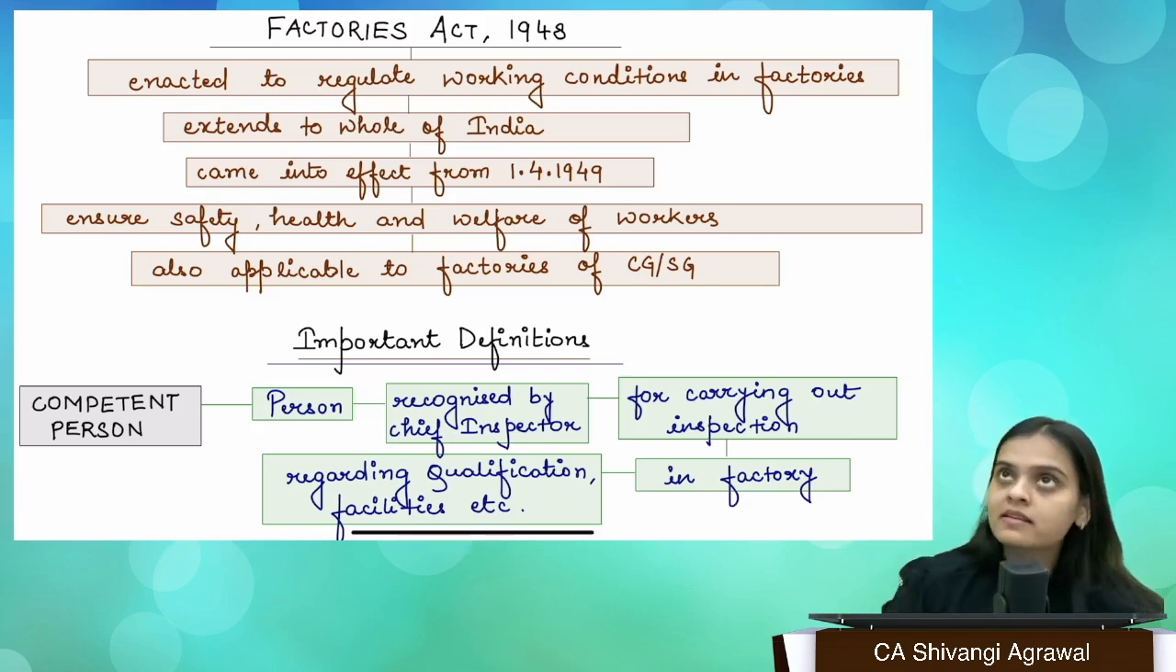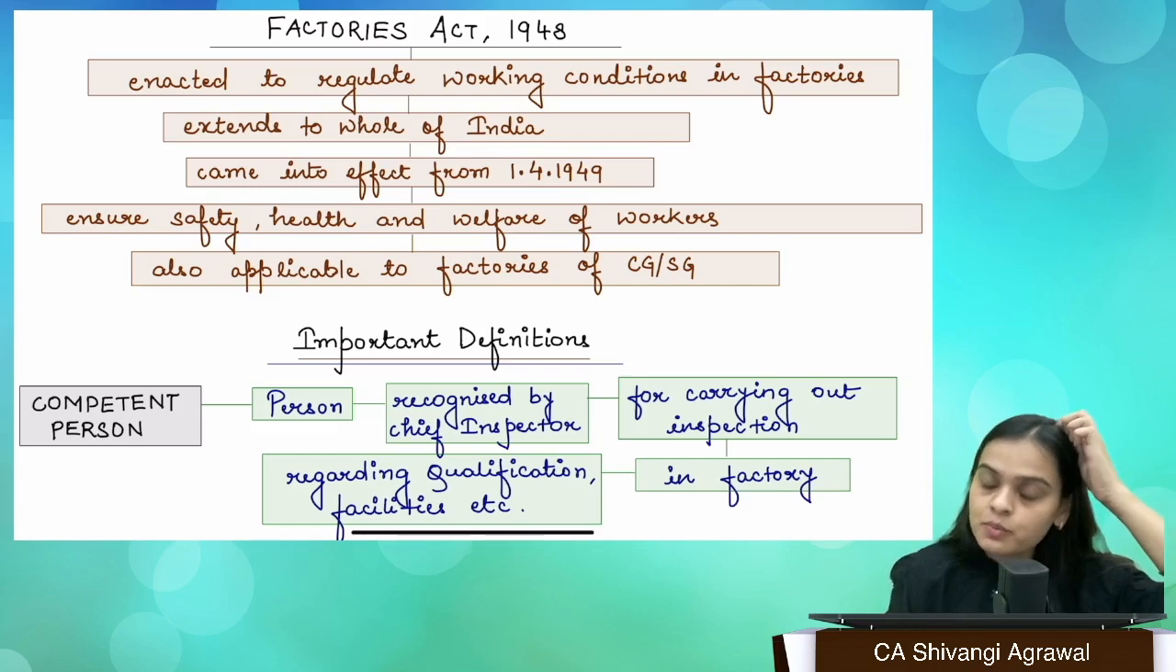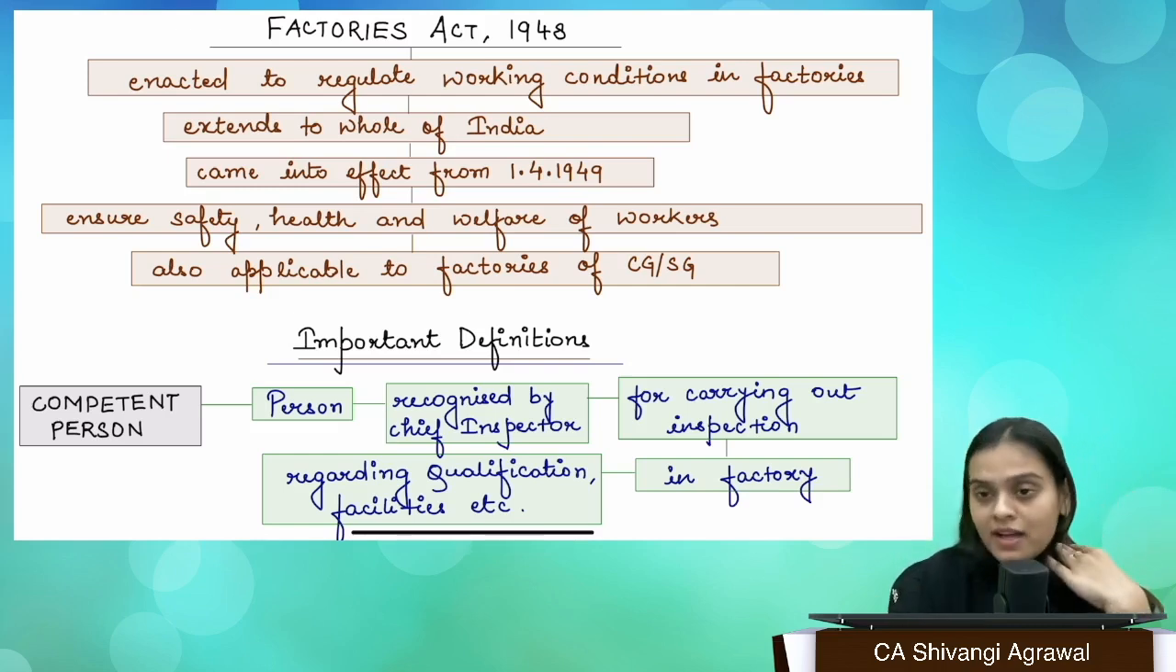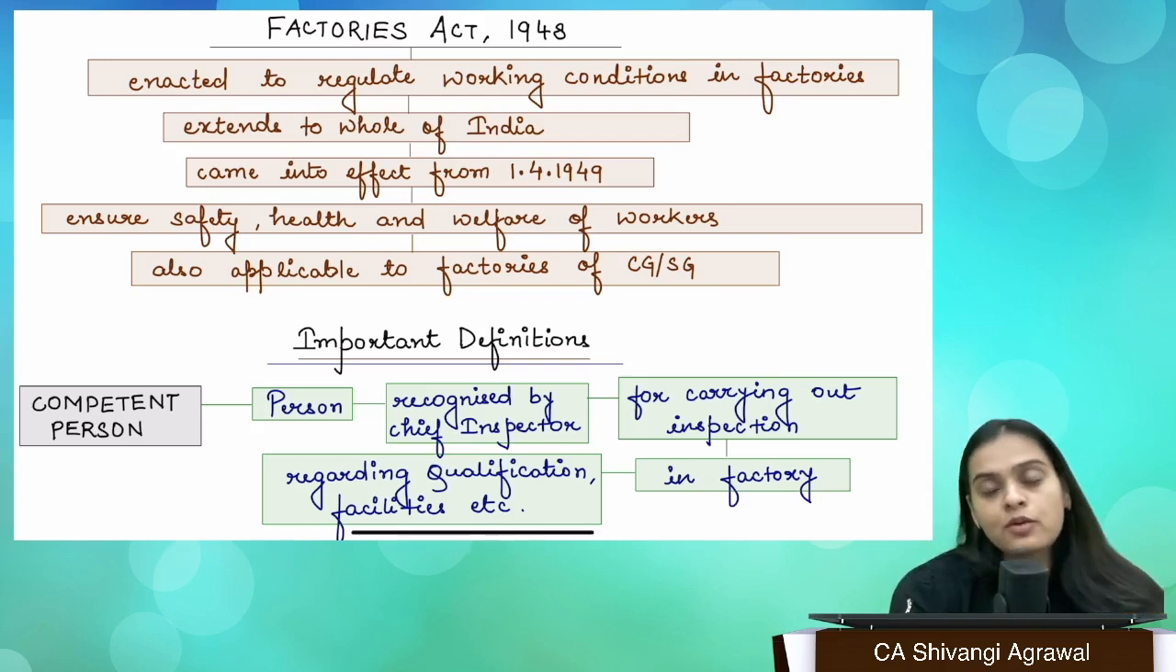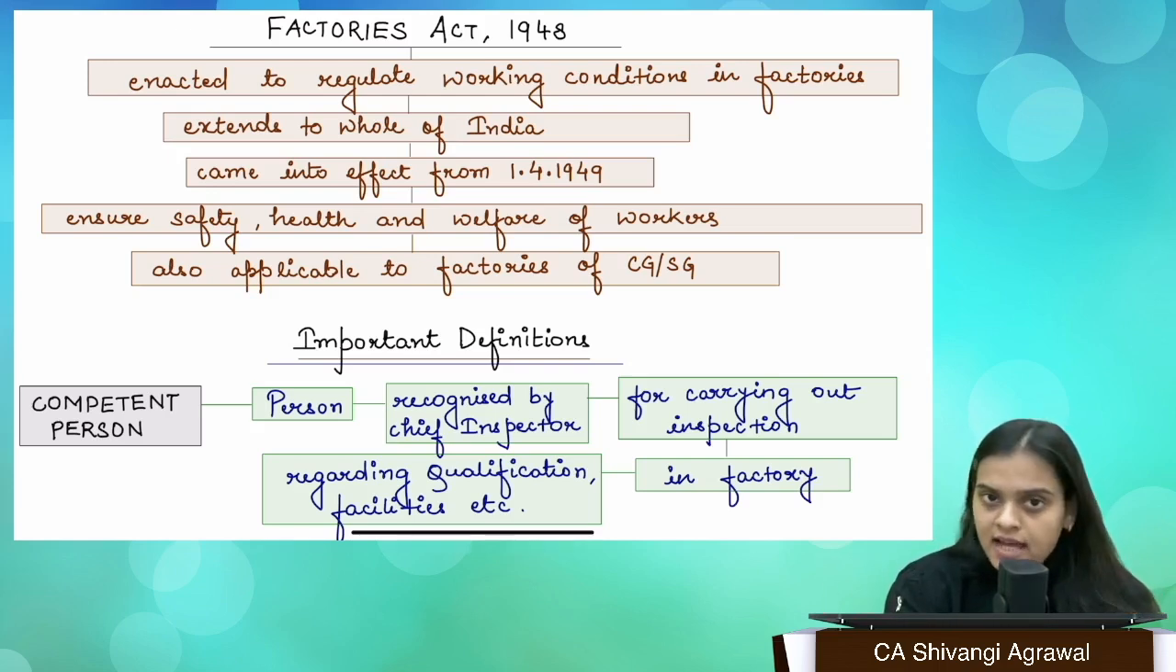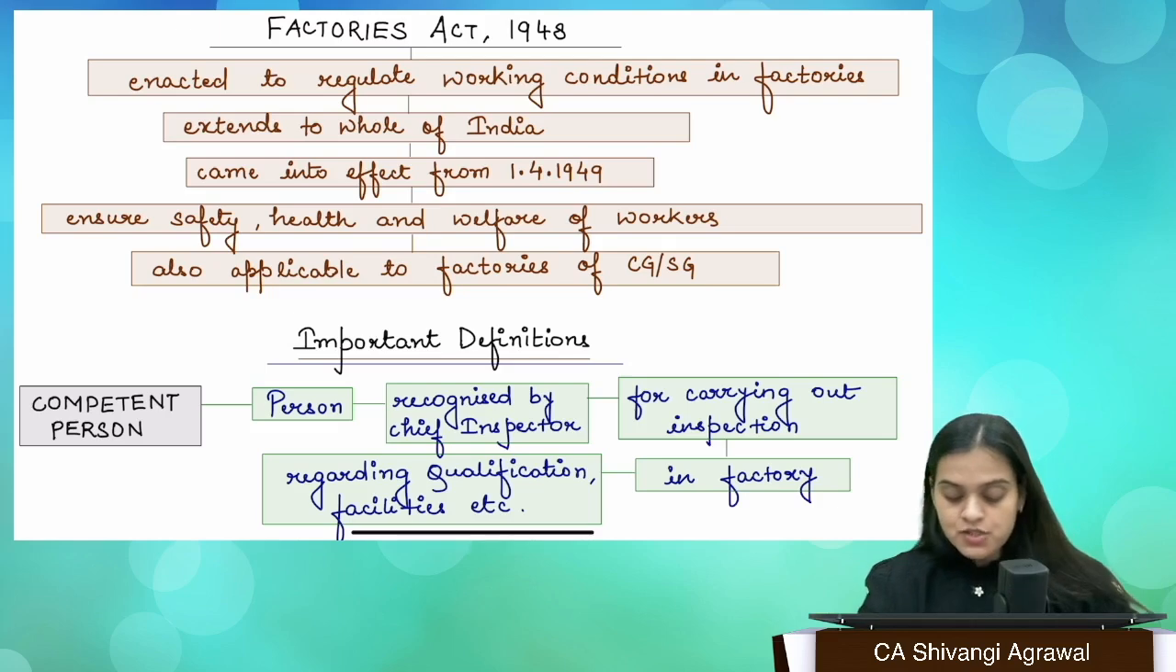Now, this particular act is applicable throughout India, right? That means no matter in which part of the nation you open a factory, and we are going to read what a factory is in terms of the act, this act is going to be applicable on it, and you have to abide by all the rules and laws contained in this act, right? So it extends to the whole of India.